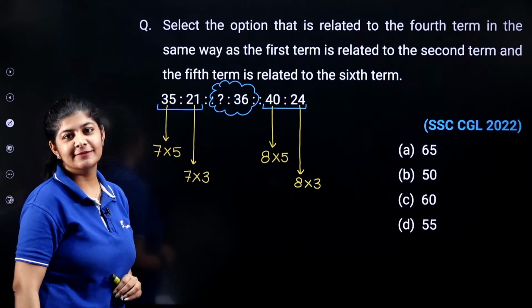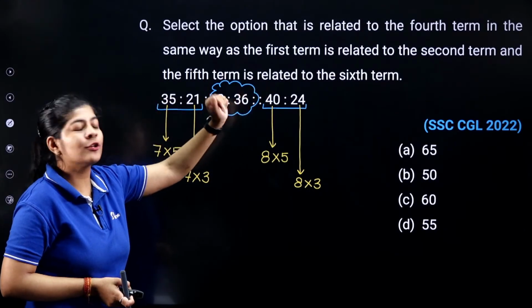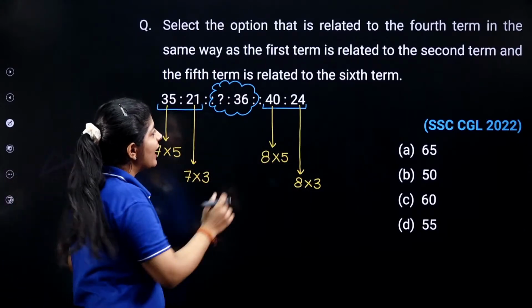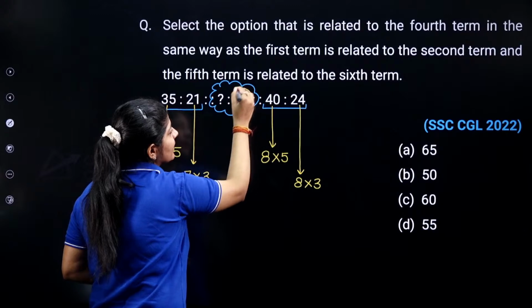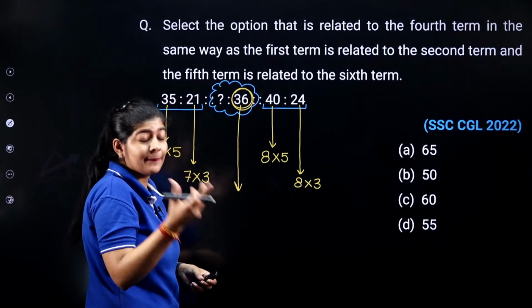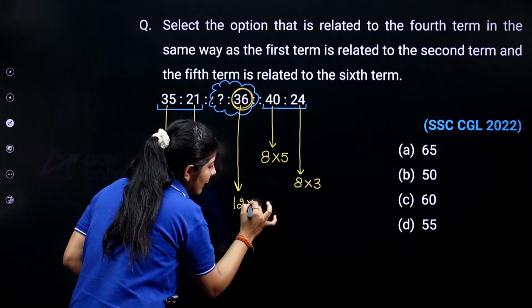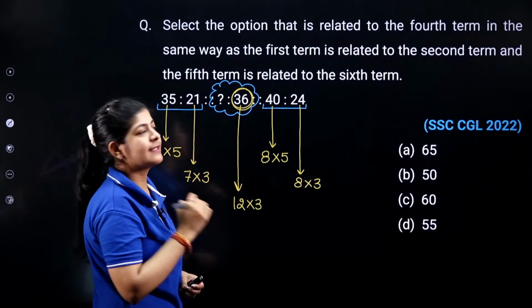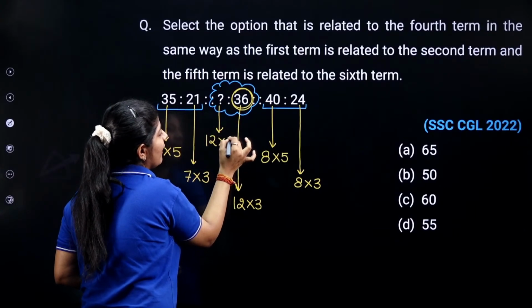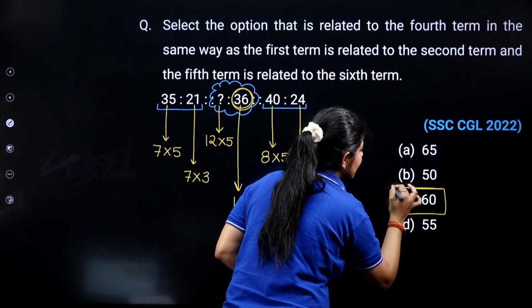Pattern is revealed. Basically, these numbers are multiples of 5 and 3, right? So I have to check on which multiple this 36 is there. When I multiply 12 by 3, I am getting 36. So I simply need to multiply my 12 by 5 and I am getting my answer as option number C, 60.